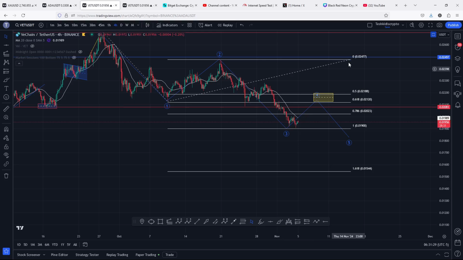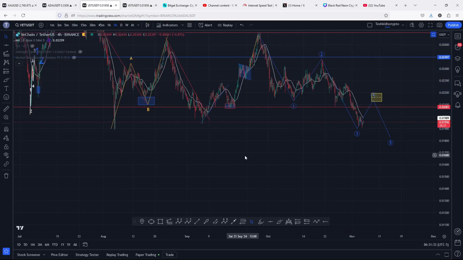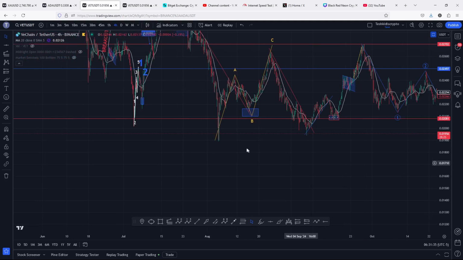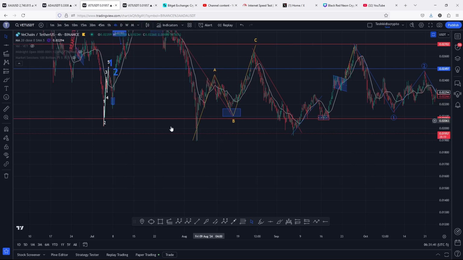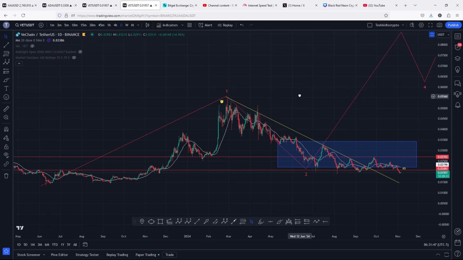We also need to pay attention to the significant lows that we made on the 5th of August, and that lies above the 0.01891. If by any chance we lose that significant low, then that will be suggesting a more bearish case scenario here on the Vechain chart.